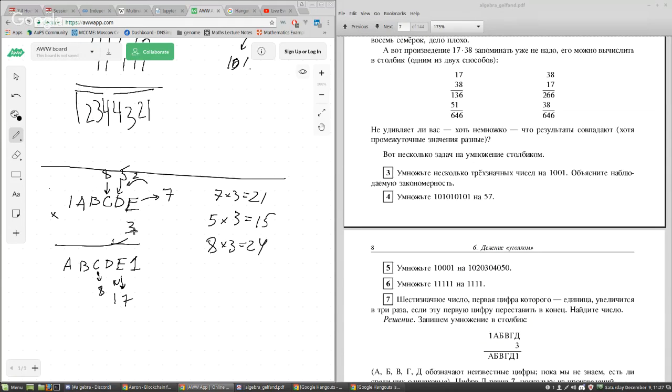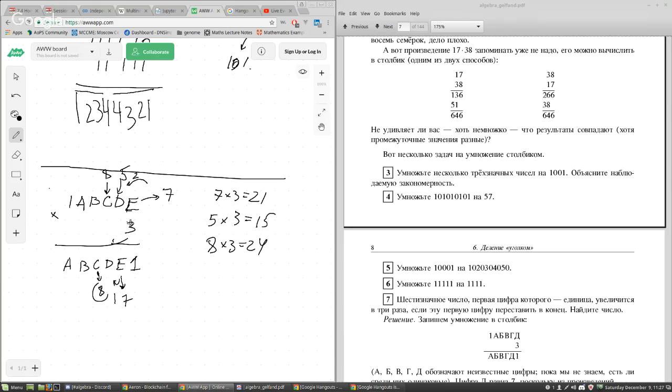So again, 8 times 3 is 24. With the carry it became 25. There's my 5, and 2 carries over. Okay, so next, some digit times 3, with the carry of 2, is supposed to give me an 8. So without the carry of 2, its unit digit is supposed to be a 6.